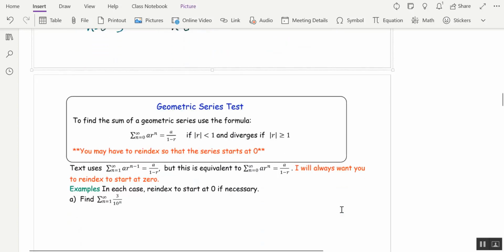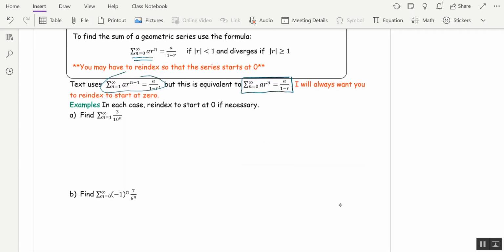All right, here's how to find the sum of a geometric series. You might have to reindex it so it starts at 0. If it looks like this, then its sum is a over 1 minus r as long as the absolute value of r is less than 1. If it's not, the series diverges. Okay? Some textbooks have a slightly different formula, not starting at 0, but in my class, you're going to have to reindex to start at 0 always and use this formula. This is the way most of the world does it.